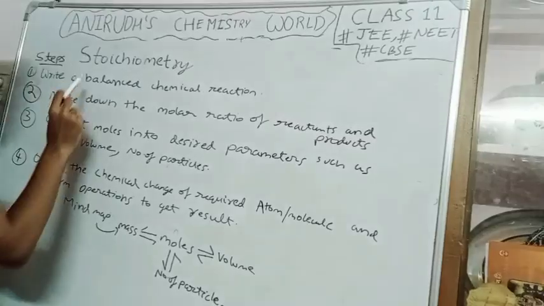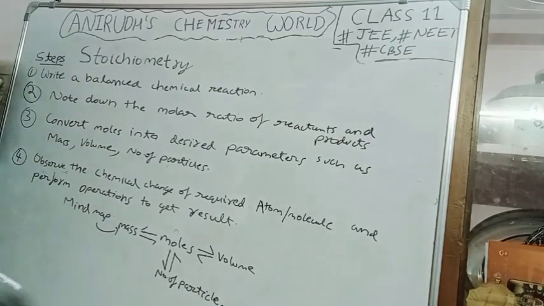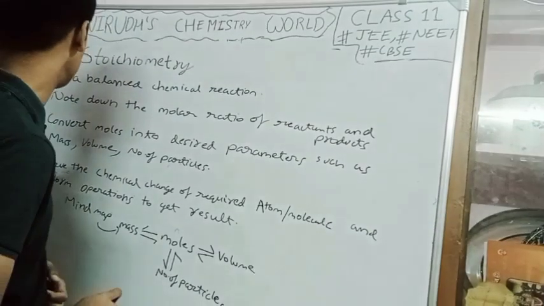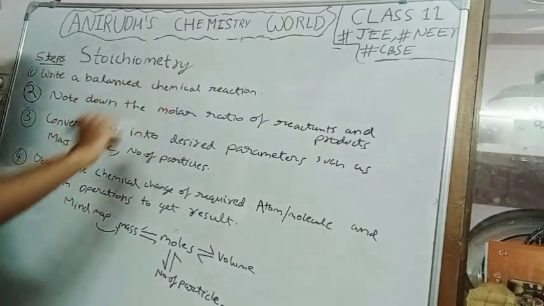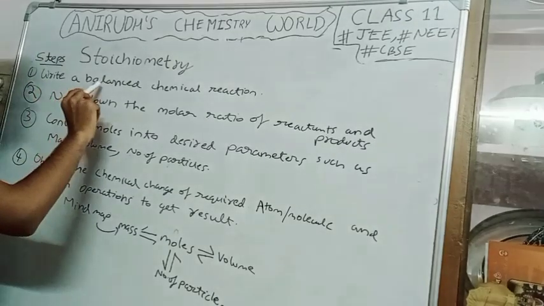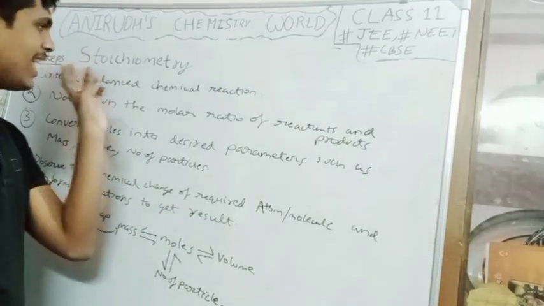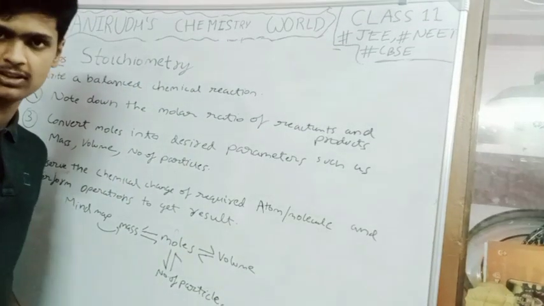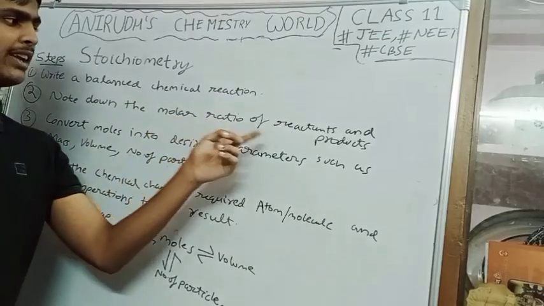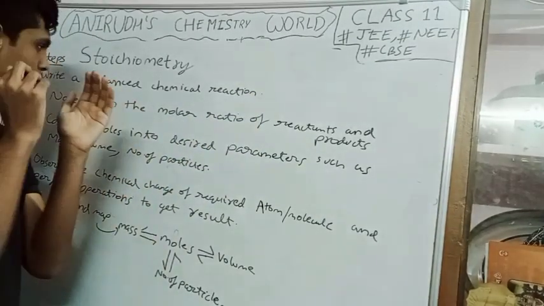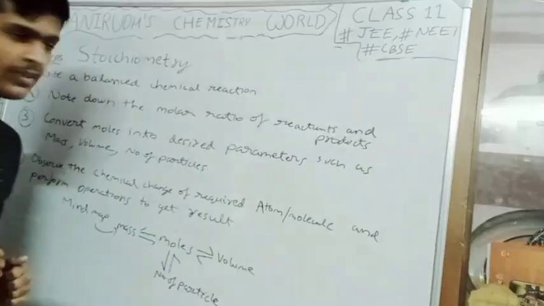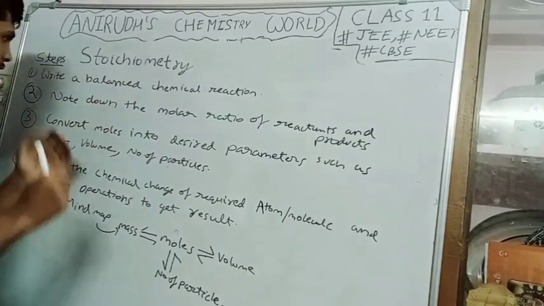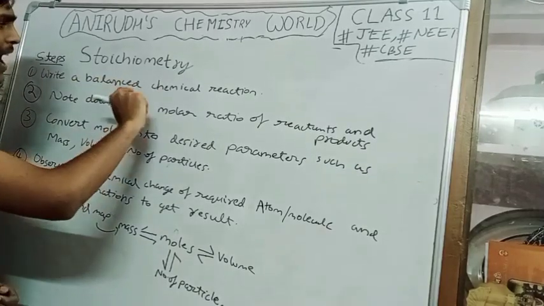Okay, now let us see stoichiometry. To do some calculation, you need to follow some steps. The steps: first, write the balanced chemical equation. After writing the balanced chemical reaction, note down the molar ratio of reactants and products. Means you will be given some reaction, and for that reaction you need to write a balanced chemical reaction.